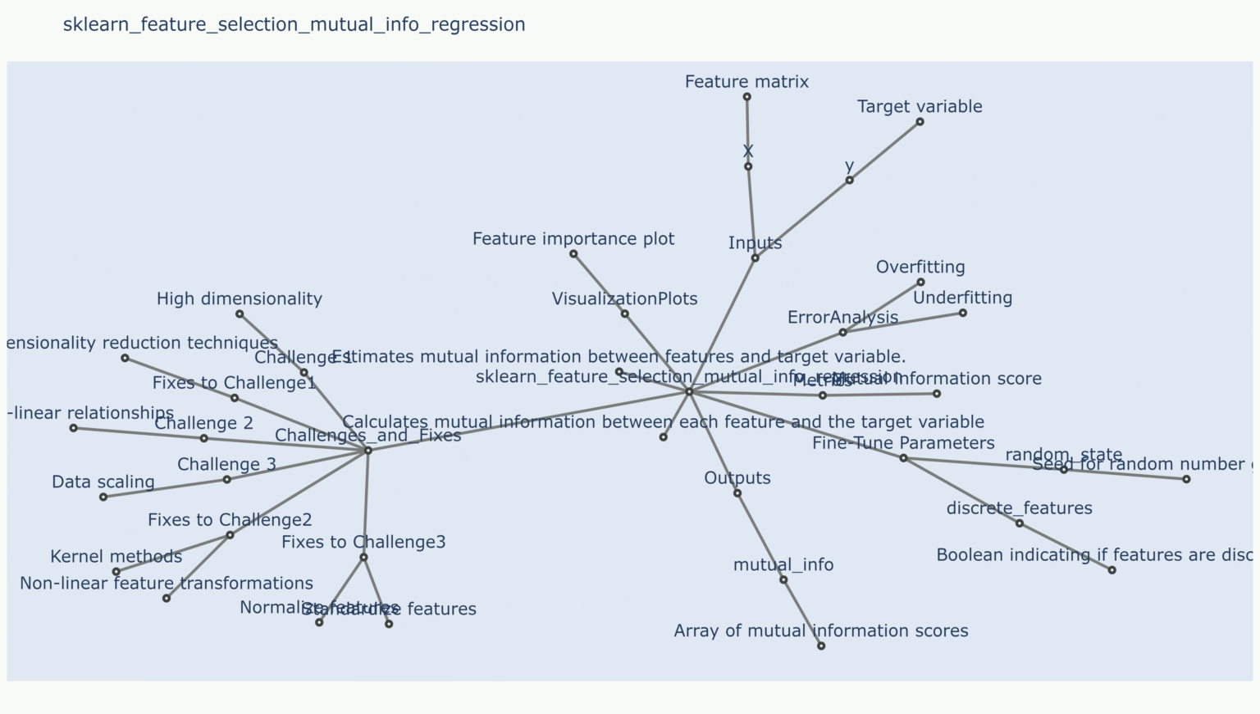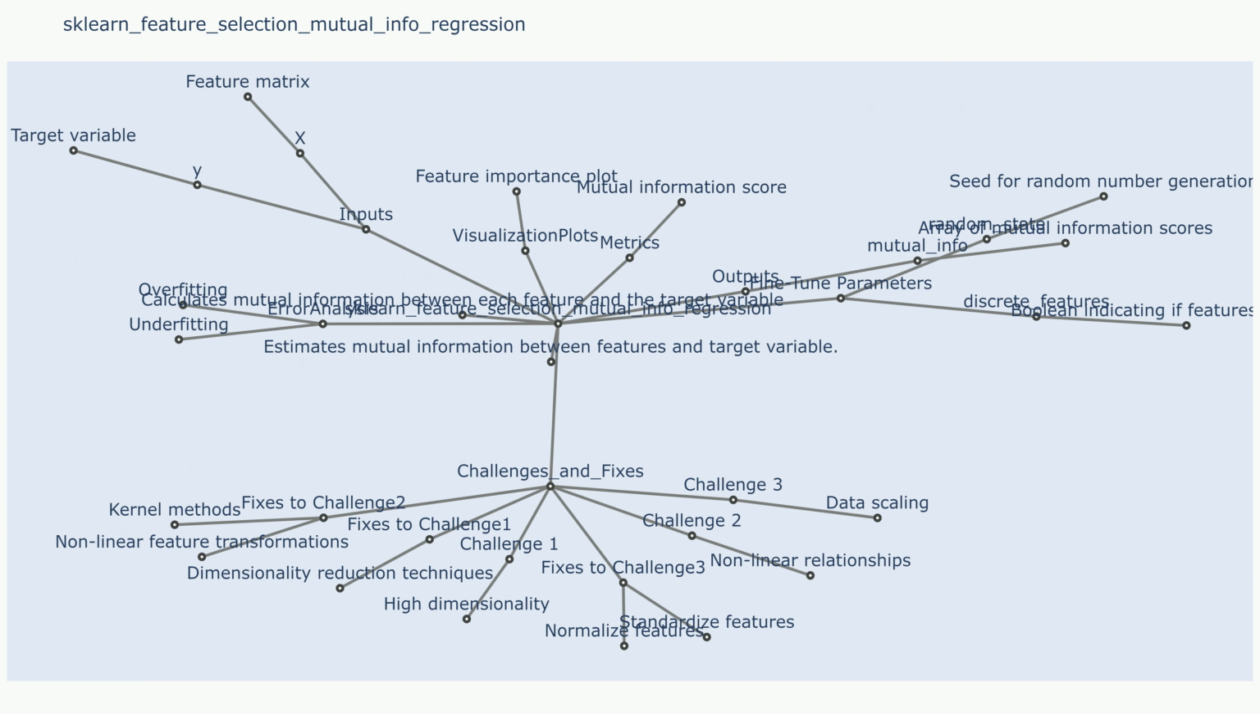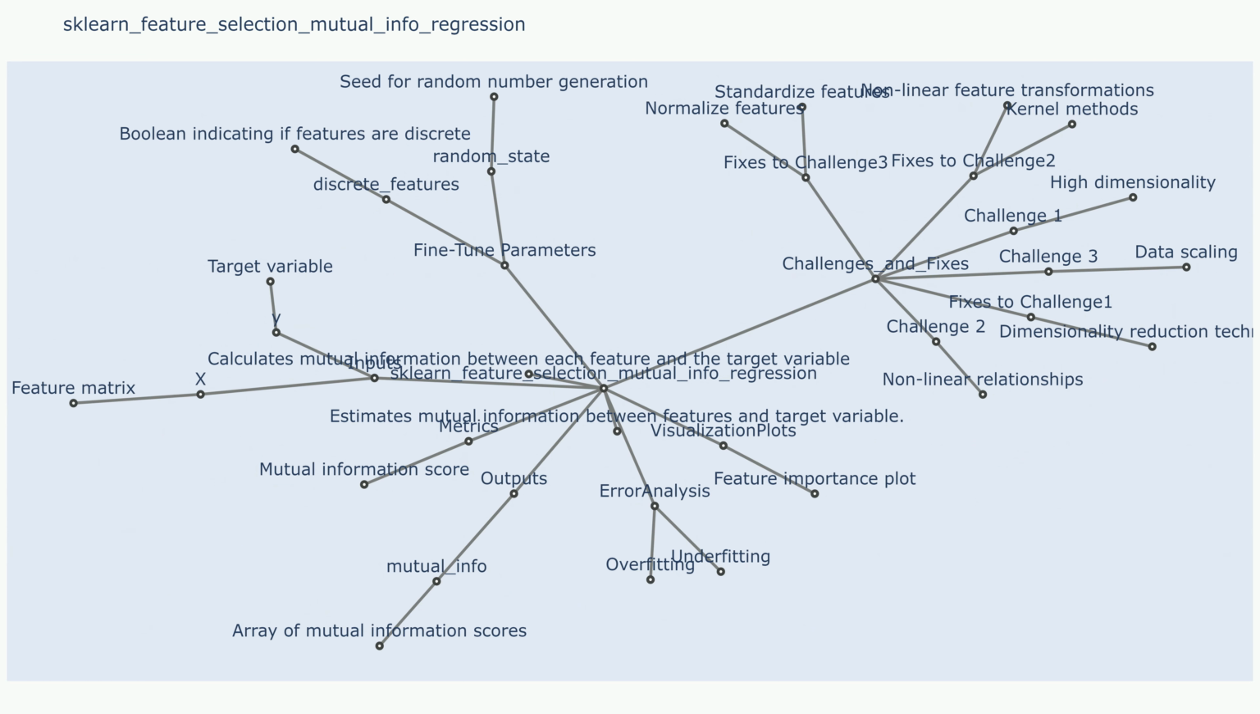Challenge 3: nonlinear relationships between features and the target variable might be missed by mutual information. Sample use case that resulted in challenge 3: a dataset where the relationship between a feature and the target is nonlinear, e.g., a quadratic relationship. Fixes to challenge 3: apply feature transformations to capture nonlinear relationships, such as polynomial features, or use nonlinear models, e.g., support vector machines with a nonlinear kernel for regression.